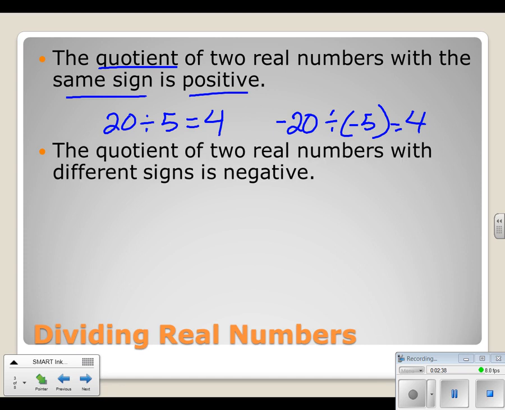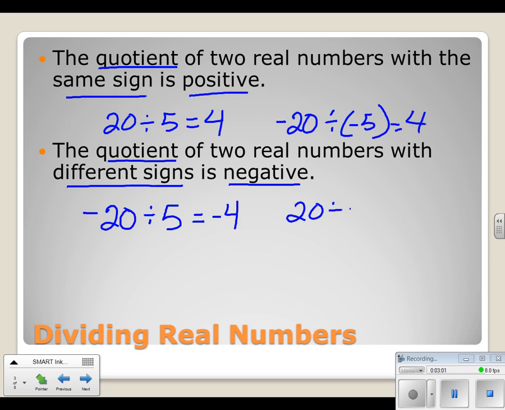Same with the quotient when they're different signs, same as the previous slide with a product, we're going to have a negative answer. And so I will write a couple down. We'll just use the same integers here. -20 divided by 5, that's going to give you a -4. And 20 divided by a -5 is going to give you a -4. So signs are different, you're going to have a negative quotient.